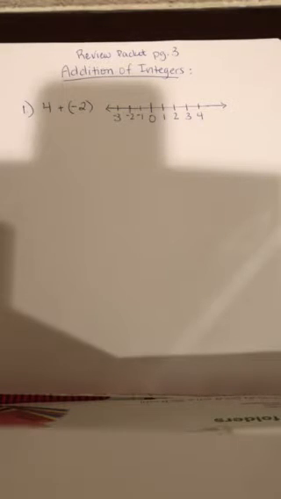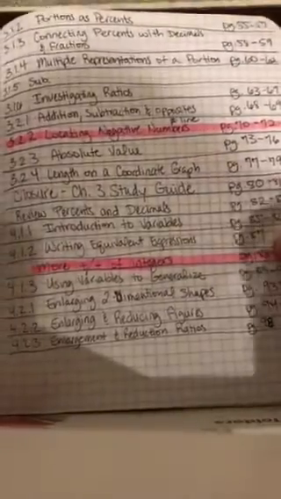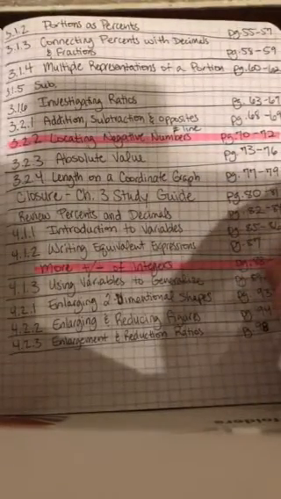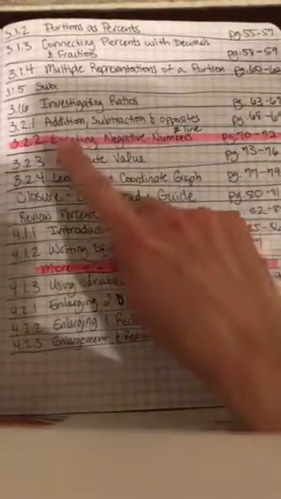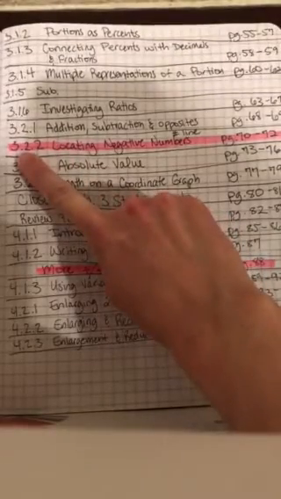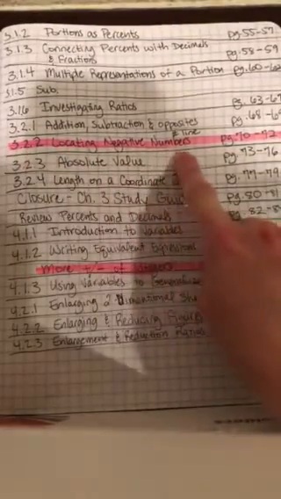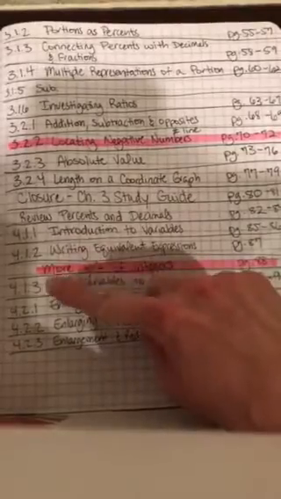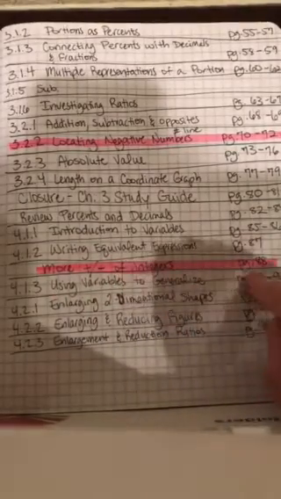We are doing addition of integers today. That's review packet page 3. And I'm going to show you my notebook so that you can pause and look at it and take notes if you need to. Now your notebook should look similar, and you should have this highlighted. 322, locating negative numbers, and then more addition and subtraction of integers.